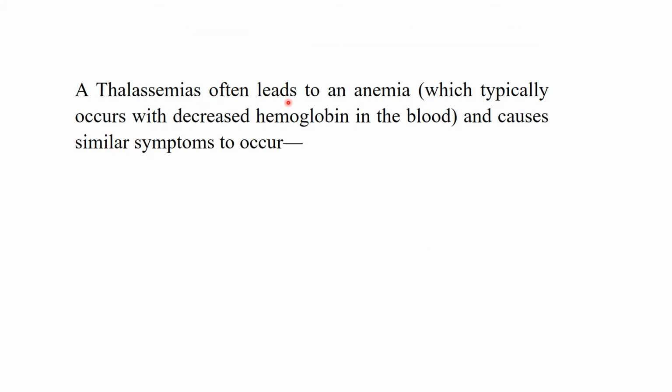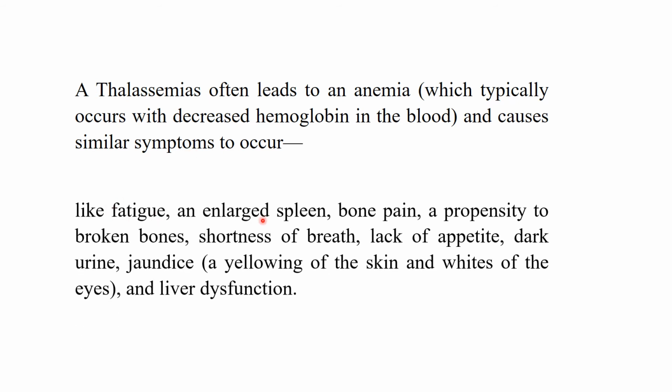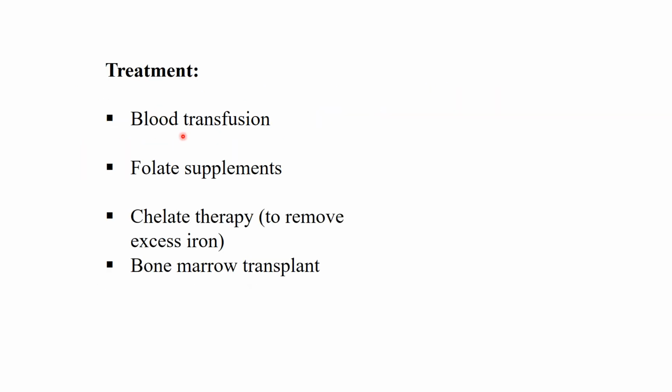Thalassemia often leads to an anemia, which typically decreases hemoglobin in the blood and causes similar symptoms, like fatigue, enlarged spleen, bone pain, propensity to broken bones, shortness of breath, lack of appetite, dark urine, jaundice, yellowing of skin and whites of the eyes, and liver dysfunctions. Treatment: blood transfusion, folate supplements, chelation therapy to remove the excess iron, and bone marrow transplant is the treatment of choice for thalassemia.